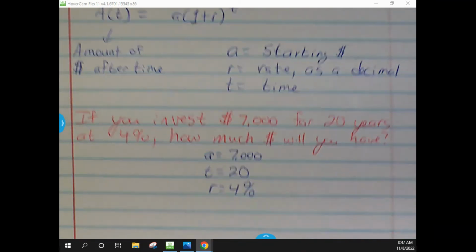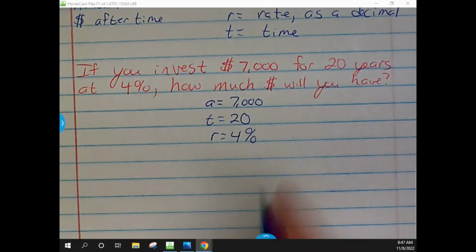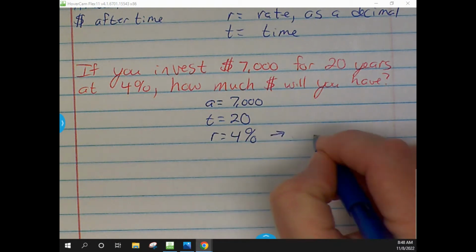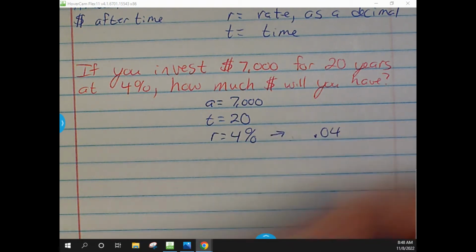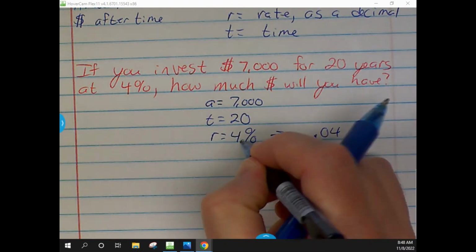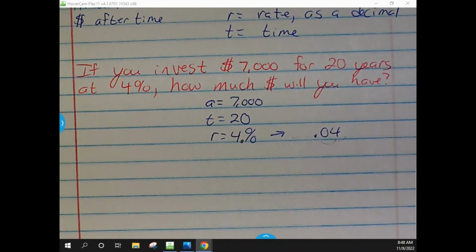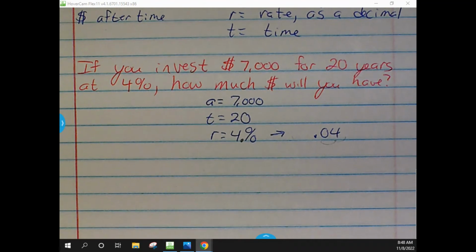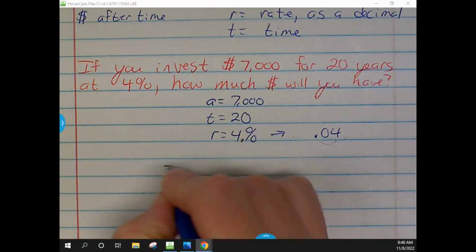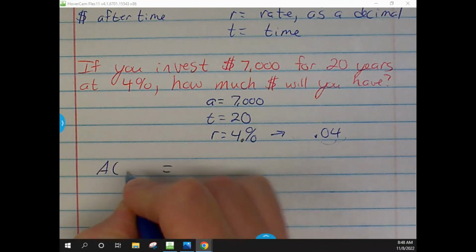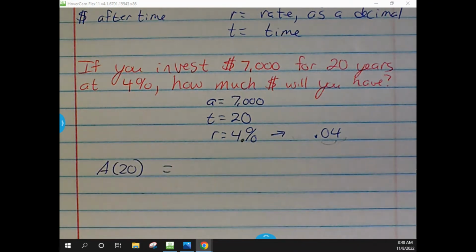And remember, when you change it to a decimal, basically you have to move it over 2 places. So if there is no decimal there, then it's understood that that's 4. Your decimal is there. Move it 2 places to the left, and that's going to make it 0.04. So that's your 3 numbers that you can be plugging into the formula. So in that case, your t is 20. So your A of 20, which means after 20 years, this is how much money we're going to have.